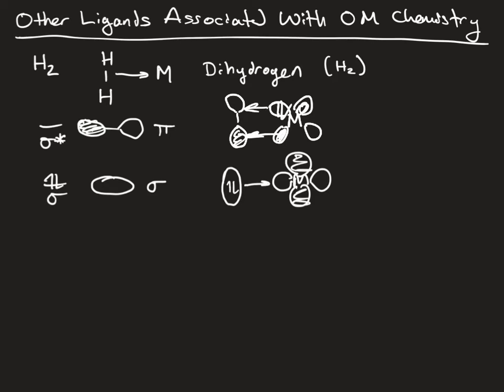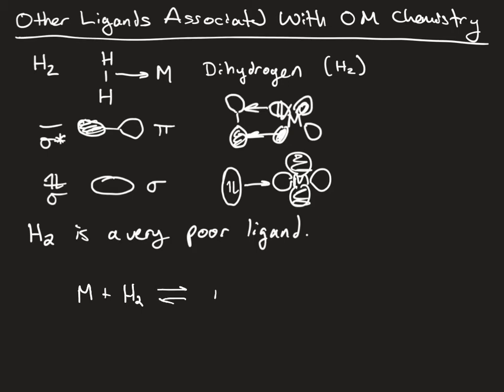Something to point out about dihydrogen ligands is that H2 is a very poor ligand. Dinitrogen, N2, which we typically think of as being an inert gas, will preferentially bind to a metal center over H2. So let's draw out a reaction involving some transition metal plus H2 forming a metal dihydrogen compound.